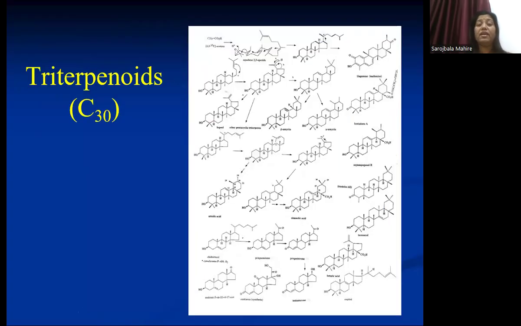So, triterpenoids are the most important and a very large class of these terpenoids. Here, 30 carbon units are there. Most important steroids also come under this class of triterpenoids. So, we can see here very simply how these terpenoids are synthesized, how they represent the cyclization reaction, and there are different types of triterpenoids. These are used as different hormones, steroids, etc.